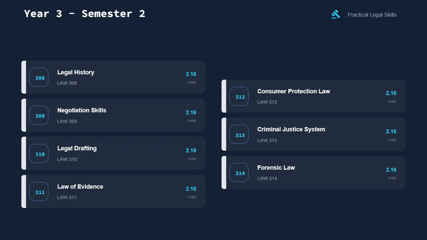3.2 Social reform movements, abolition, suffrage, and labor. Legal change often follows social movements. Abolitionism ended slavery through constitutional amendment and legislation. Suffrage movements secured voting rights. Labor movements achieved workplace protections.